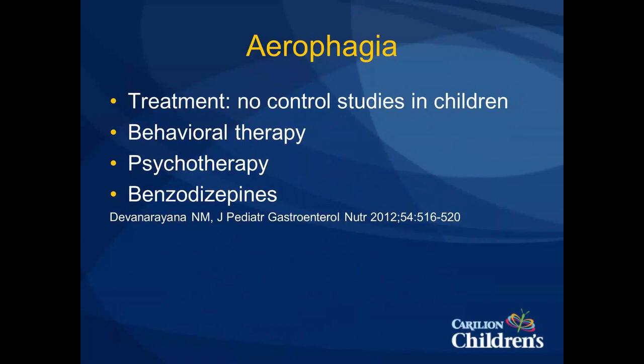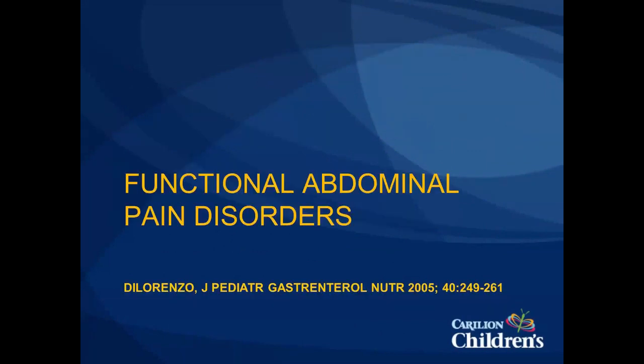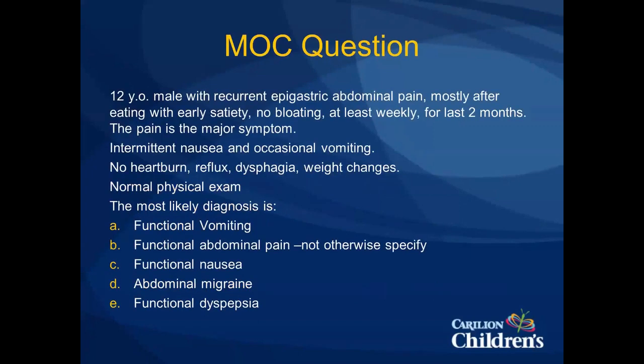The next area is functional abdominal pain disorders, and we're going to go for our question here. A 12-year-old male with recurrent epigastric abdominal pain, mostly after eating, with early satiety. No bloating, at least once a week for the last 2 months. The pain is a major symptom. Intermittent nausea, occasional vomiting, no heartburn, no reflux, no dysphagia, no weight changes. Normal exam. So the most likely diagnosis is A, functional vomiting; B, functional abdominal pain not otherwise specified; C, functional nausea; D, abdominal migraine; E, functional dyspepsia.